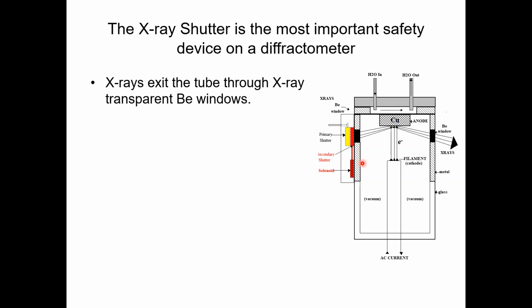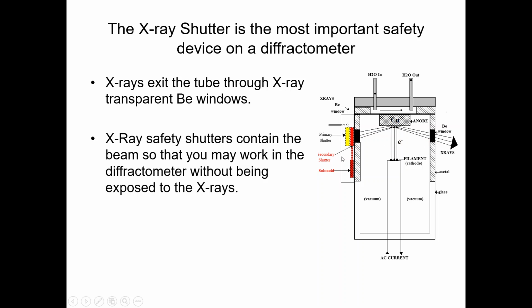X-rays exit the tube through the X-ray transparent beryllium window. So this is the beryllium window, and X-rays emit through this window. One window we have on this side, and one window on this other side. Remember, this is the X-ray transparent beryllium window, and the X-rays are emitted through these windows. Here you can see that we have X-ray safety shutters. One shutter, this one in yellow color, and the other, this one, is the secondary shutter. So we have two shutters.